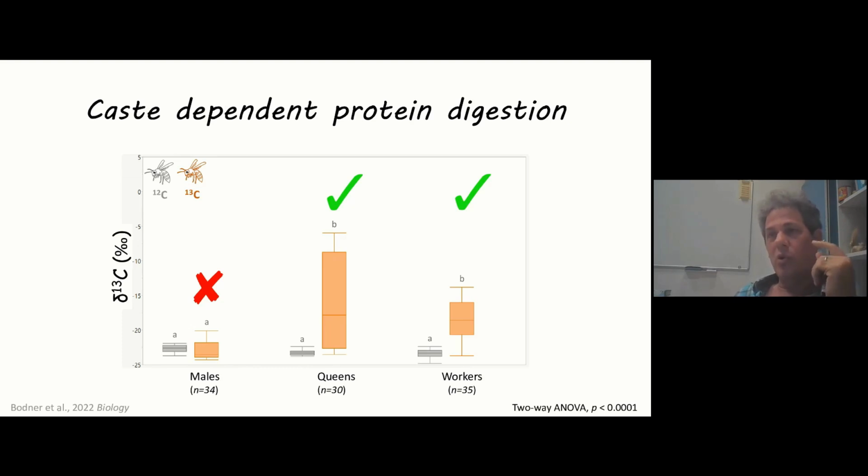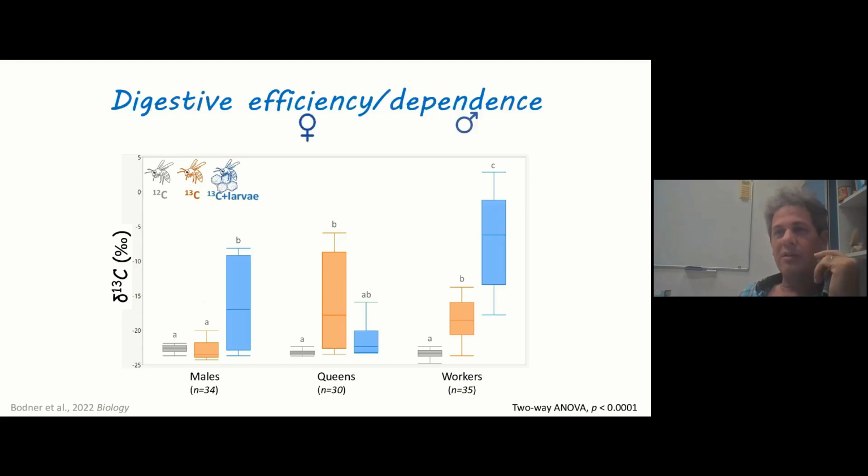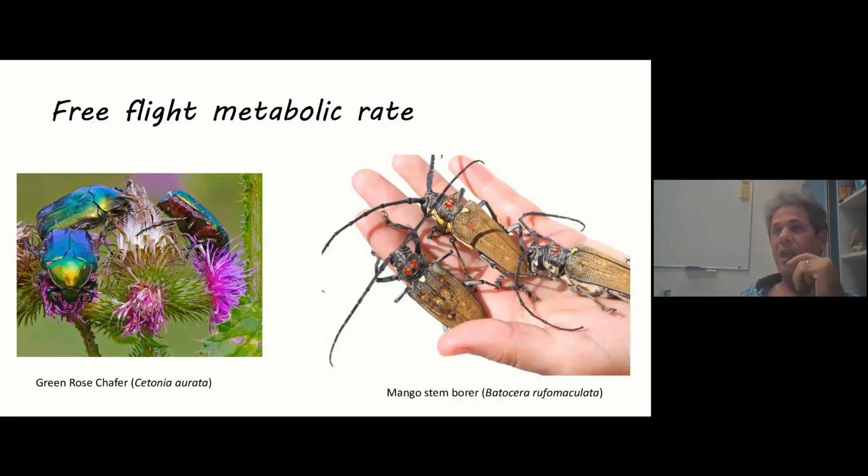Here you see for queens, workers, but males cannot. And when we test for the hornets with the larvae, we can see that males depend on the larvae to break the protein, and workers break the protein more efficiently when they have the larvae, but they can break also the protein by themselves. And the last part I'll show is about free flight metabolic rate.